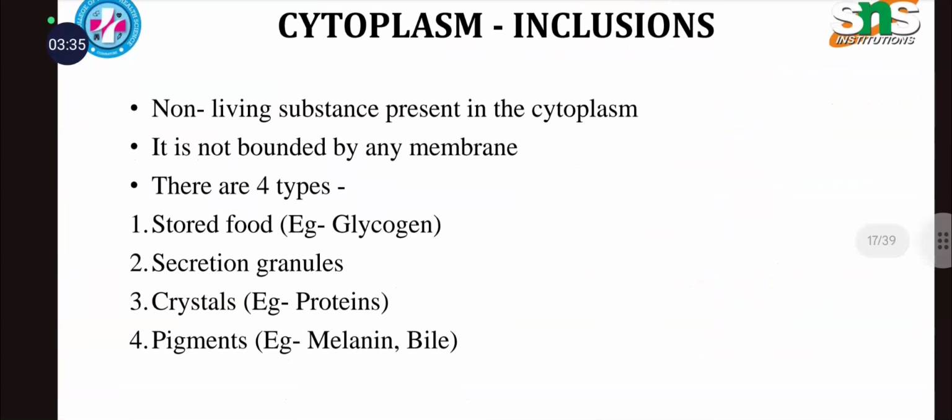Cytoplasmic inclusions are the non-living substances present in the cytoplasm. They are not bounded by any membrane. There are four types: stored food, example glycogen; secretory granules; crystals, example proteins; and pigments, example melanin and bile.